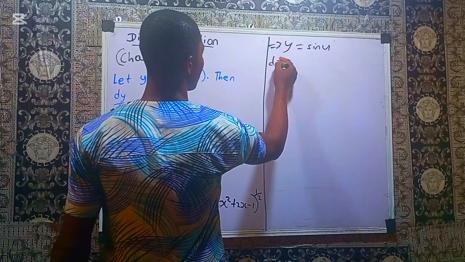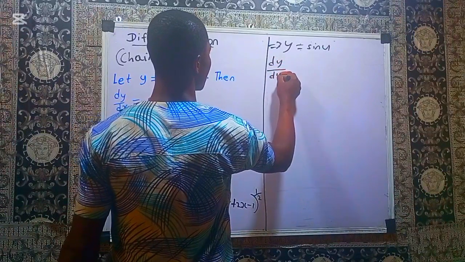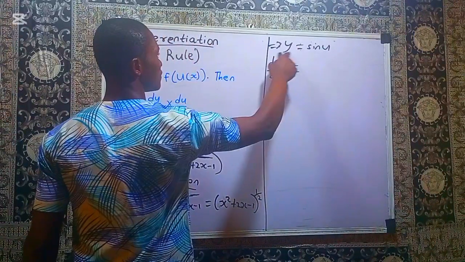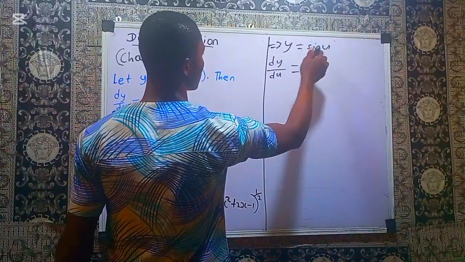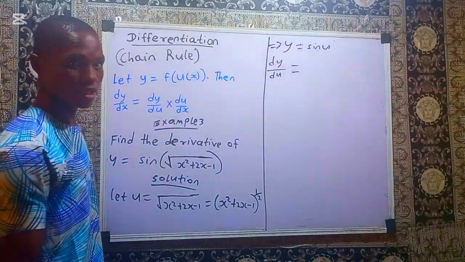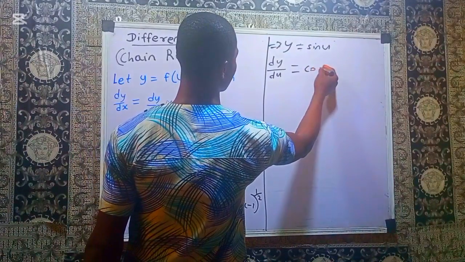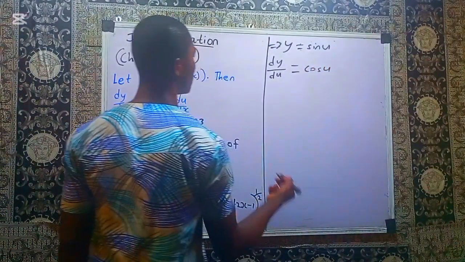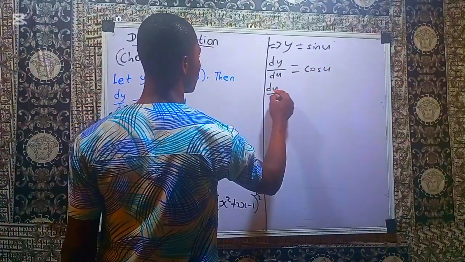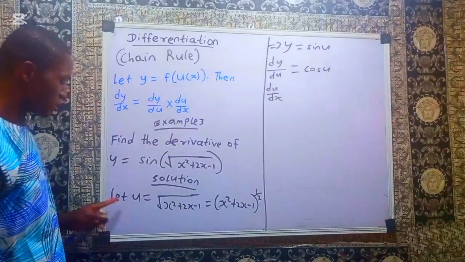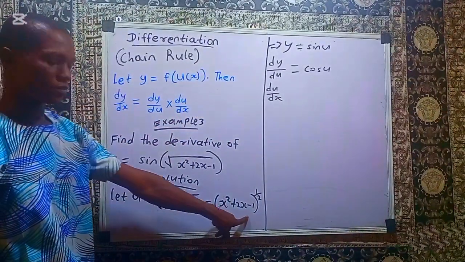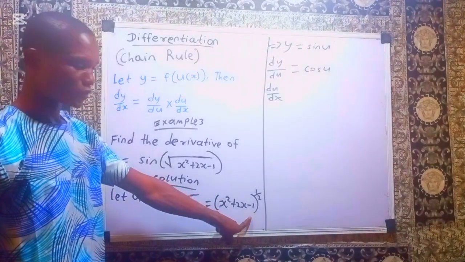So I will differentiate y with respect to u. If you differentiate sine, you are going to get positive cosine. So this gives us positive cosine of u. Then next, we will differentiate u with respect to x. We are using this formula, differentiate u with respect to x. Look, this is our u, right? We differentiate this with respect to x.